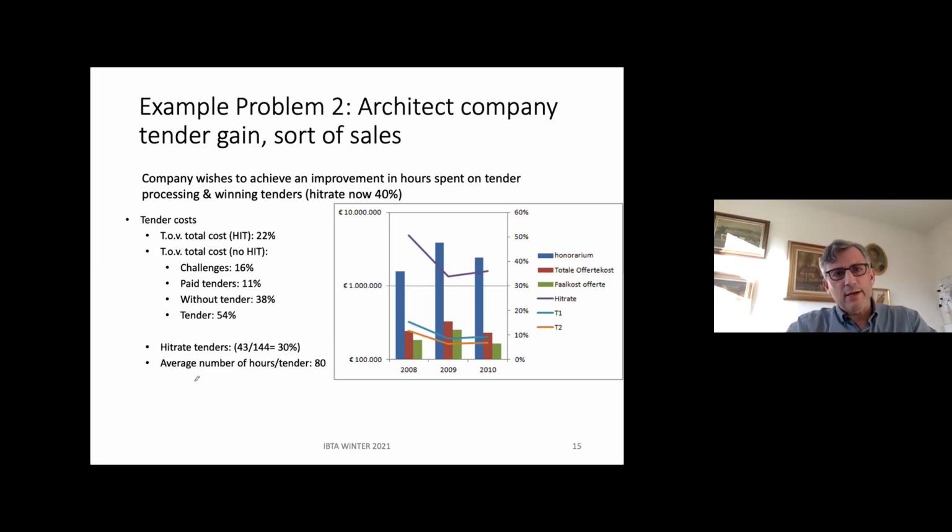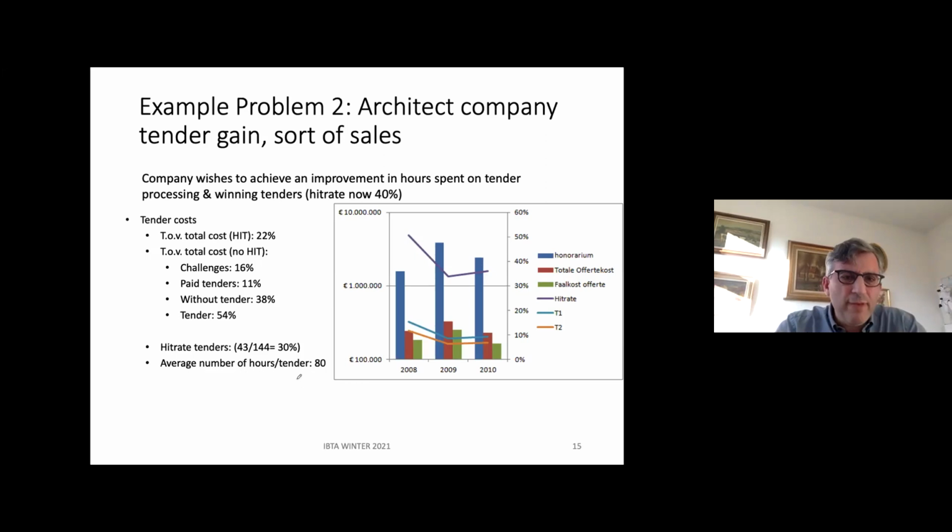So if I'm looking at this specific architect company, they wanted to improve the hit rate. Yesterday, we also had Mr. Petrov explaining something about the hit rate, so I have a somewhat similar case on hit rate. How can you improve the hit rate? We acknowledged that their hit rate was going down. You see, it's about 40% of their tenders. And the question was, how can you improve this?